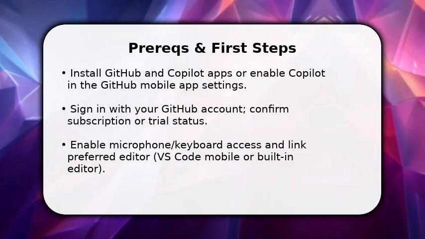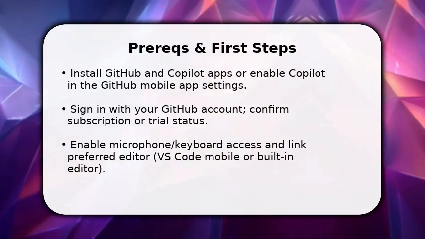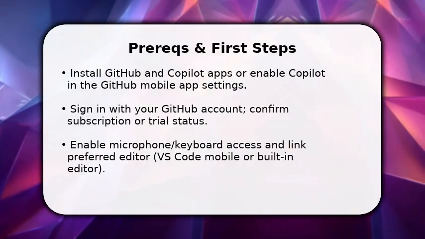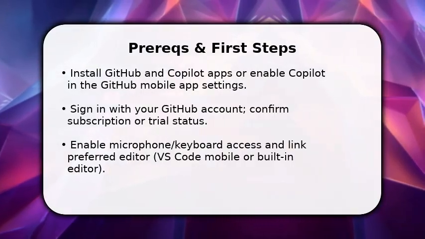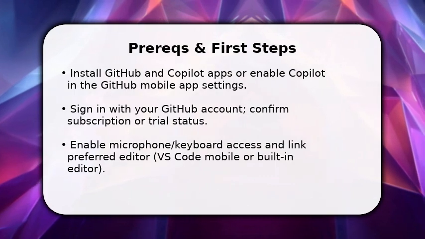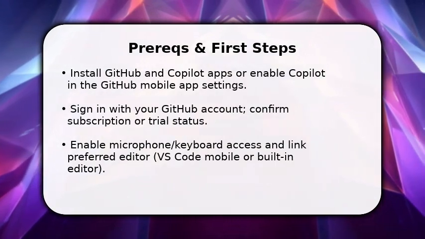Make sure your subscription shows active. Copilot won't suggest if it's expired. This first move gets the environment ready, so the assistant can generate context-aware code immediately and save you repetitive typing.